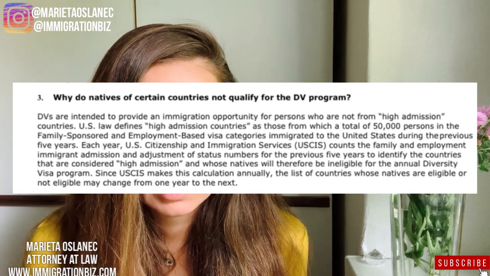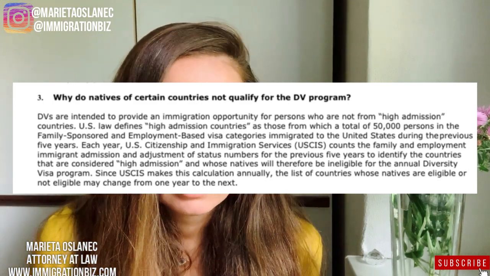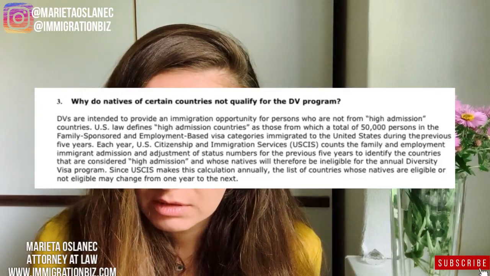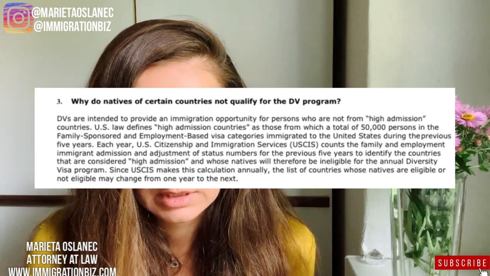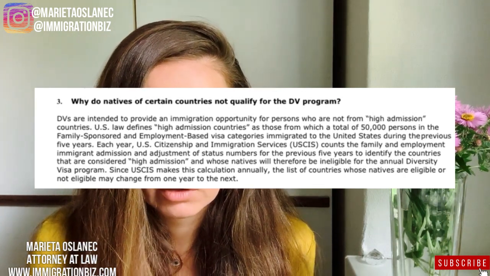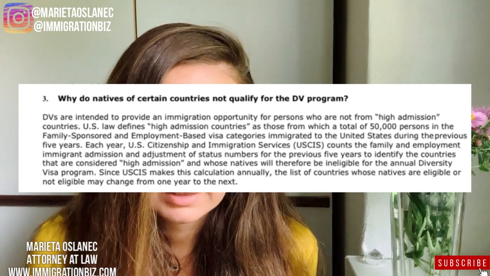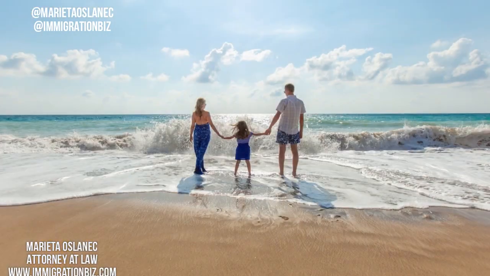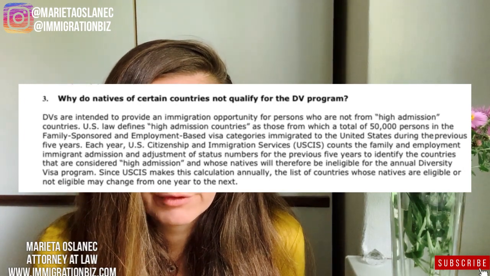Why do natives of certain countries not qualify for DV program? Which is a good question. It's a valid question. Now, DVs are intended to provide an immigration opportunity for persons who are not from high admission countries. US law defines high admission countries as those from which a total of 50,000 persons in the family-sponsored and employment-based visa categories immigrated to the United States during the previous 5 years. Each year, USCIS, in other words, counts the family and employment immigrant admissions and adjustment of status numbers for the previous 5 years to identify the countries that are considered high admission and whose natives will therefore be ineligible.